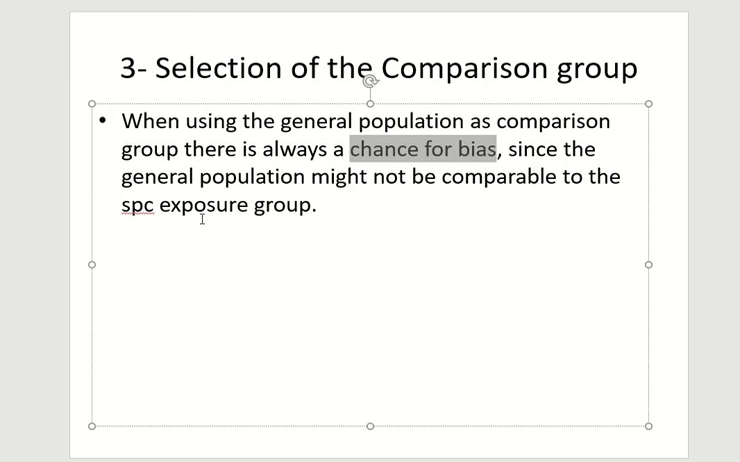So we need to get people who resemble the physicians but do not take aspirin. So who are they? They are those who resemble the physicians but don't take aspirin. So you may say, for example, pharmacists, that could be a reasonable comparison group. Or maybe engineers, who are also at the same level of education, same income, and are also not required to take aspirin. Okay? So that was number 3.